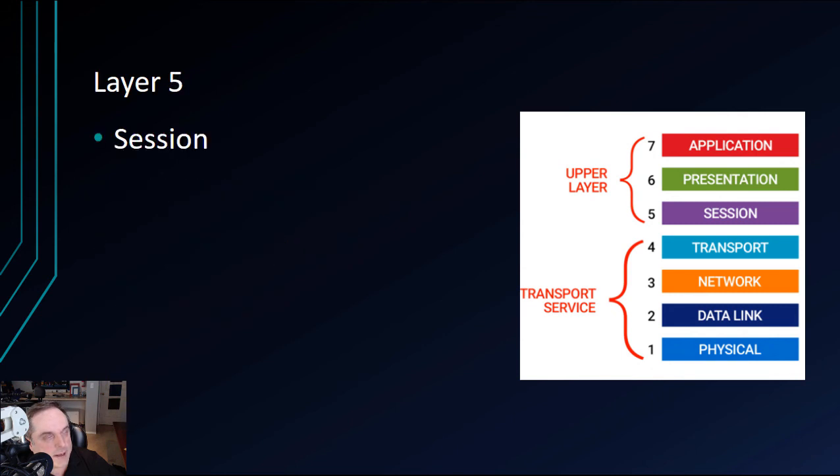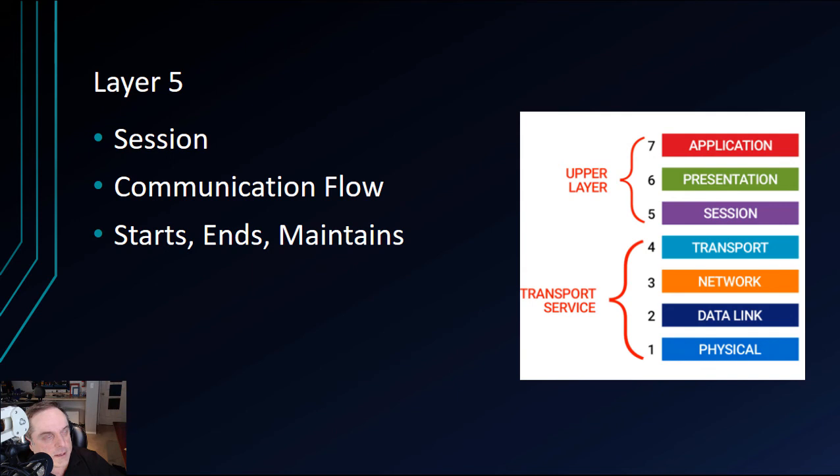Let's talk about layer 5. This is the session layer, and it is all about communication flow. It starts the communication, it ends the communication, and it maintains the communication. So any type of session that happens between your computer and, say, a website, or your email and sending it to a mail server, is all using the session layer, layer 5, to start, maintain, and end that connectivity. So it's obviously a very important layer. It sits at the upper layer of the OSI model.